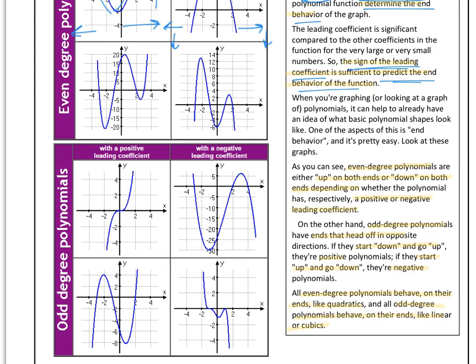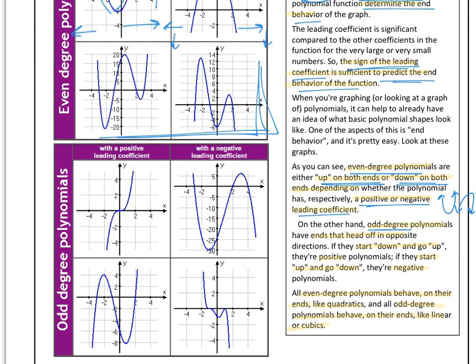And then another piece of information that I decided to outline or highlight was that when you have an even degree polynomial, so that's the top 4 boxes, you'll notice that it's either up on both ends or down on both ends, depending on whether you have a positive or negative leading coefficient. So if it's a positive coefficient, your graph's going to go upwards. If it's a negative coefficient, your graph's going to point downwards. And we kind of talked about that a little bit when we were doing the quadratics unit back in Unit 5.